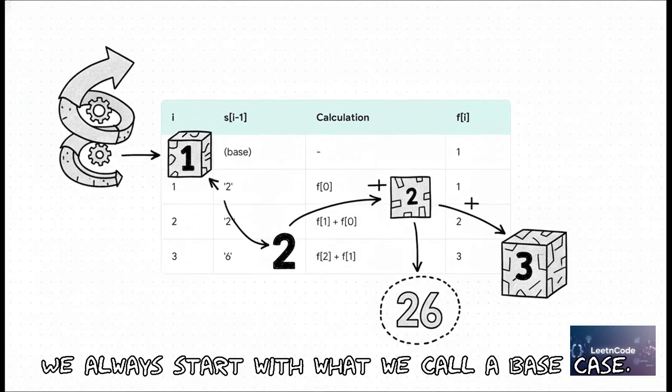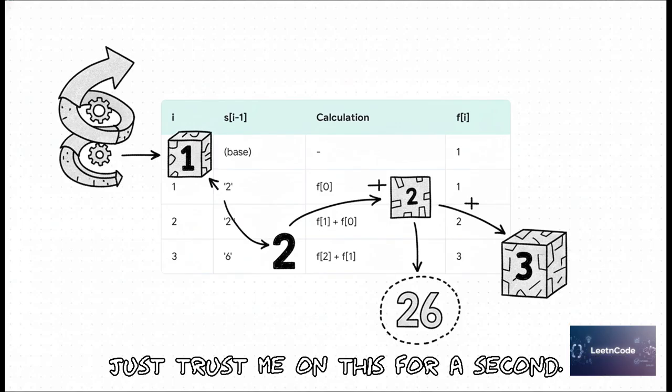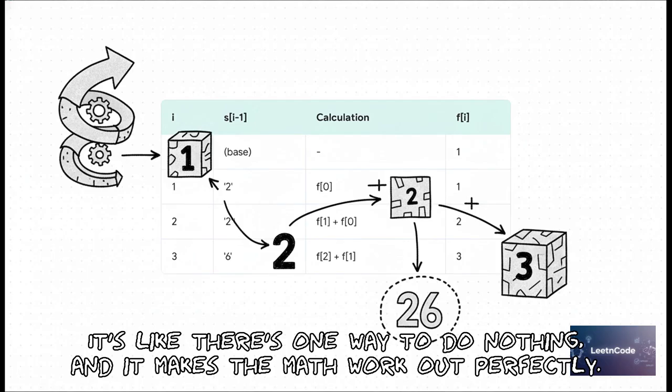We always start with what we call a base case. We'll say that f of 0 for an empty string is 1. Just trust me on this for a second. It's like there's one way to do nothing, and it makes the math work out perfectly.